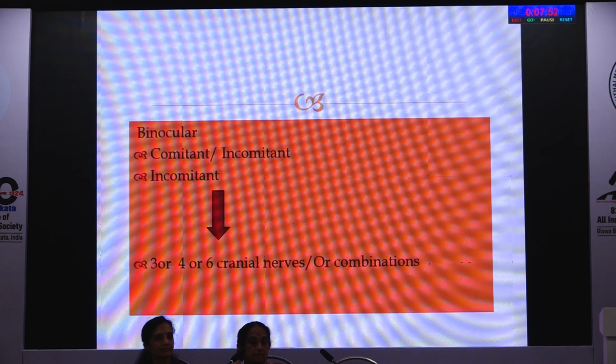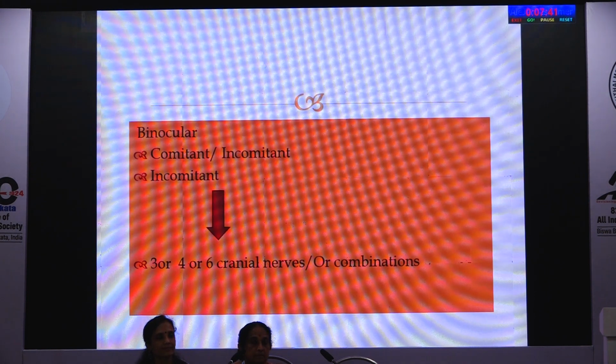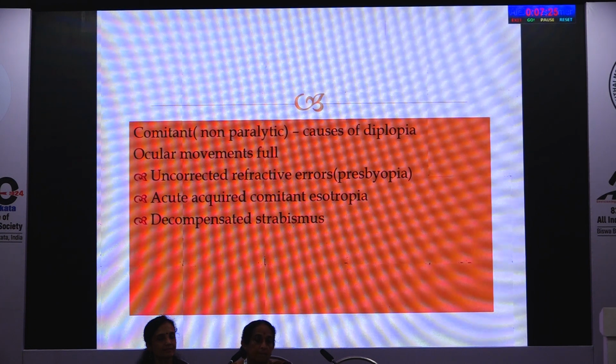Now coming to the binocular one, which we are more concerned about, and which needs a proper diagnosis, you can think of a comitant part and an incomitant part. With incomitant, from an ophthalmologist's point of view, you look towards a third, fourth or sixth cranial nerve. It's not that you should not think about the other cranial nerves, but your main concern will be the third, fourth or sixth cranial nerves, or a combination of them.